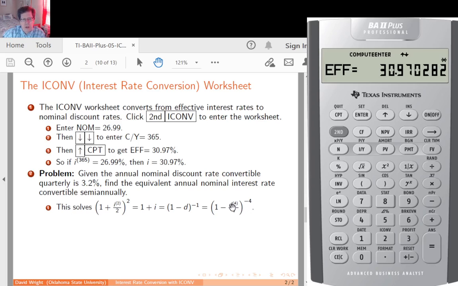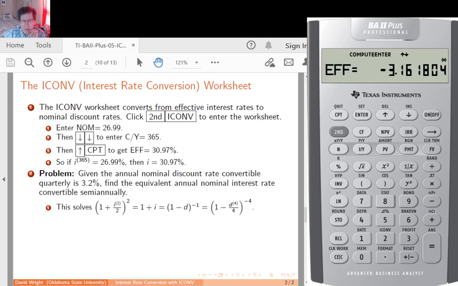So d4 is given as 3.2%. We'll go to nominal, and we're going to type in 3.2, enter. Except I'm not going to type that. I forgot, it's a discount rate. That's why you have to put it in as a negative for these formulas to work. So the discount rate goes in as negative 3.2, and the frequency goes in as 4. It's a quarterly rate. And now we can hit compute.